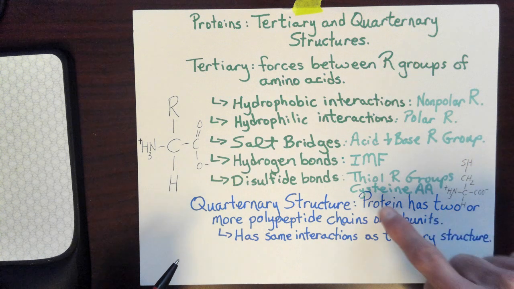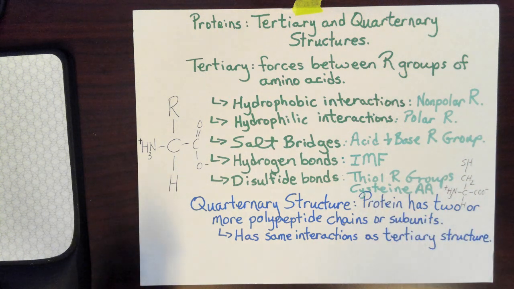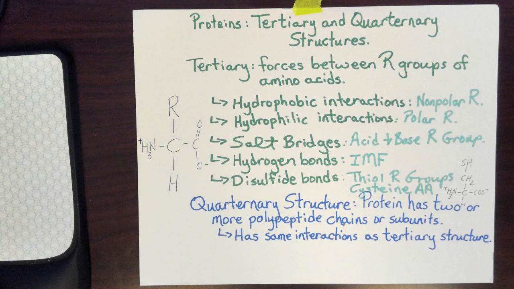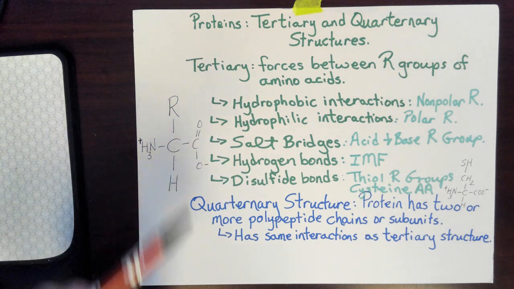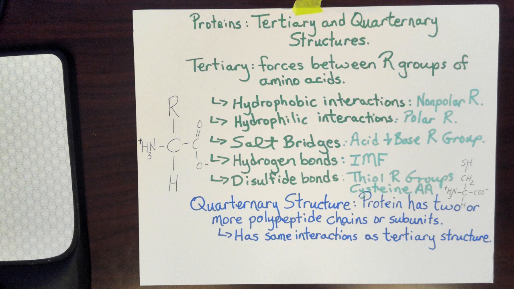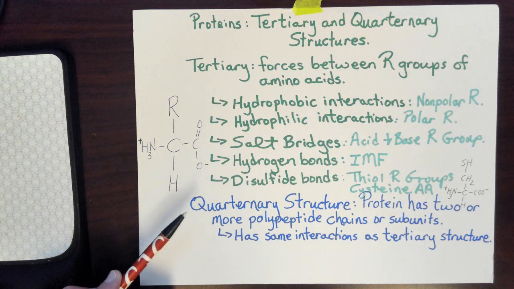So when cysteine amino acids are in the chain and they're in close proximity to each other and they can interact, they will form these disulfide bonds, which is one of these forces between R groups that will establish this tertiary three-dimensional shape. Okay, and then the quaternary structure.